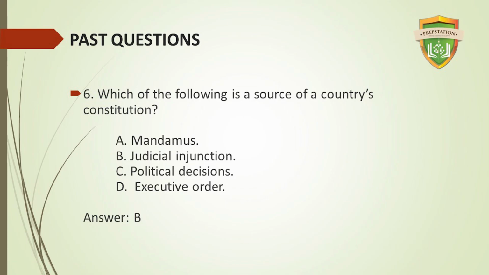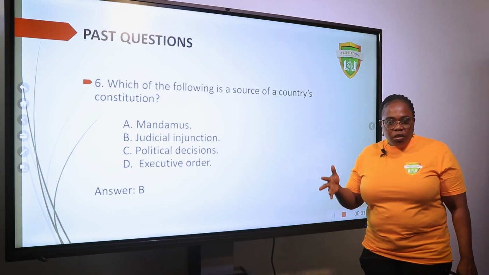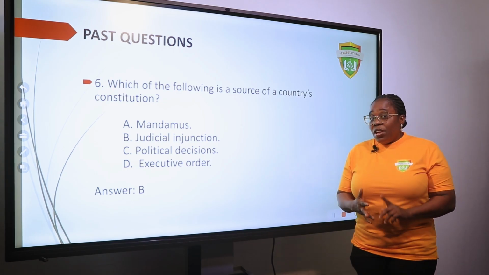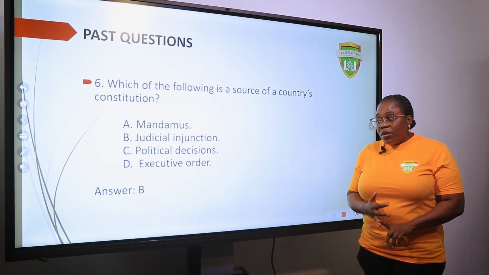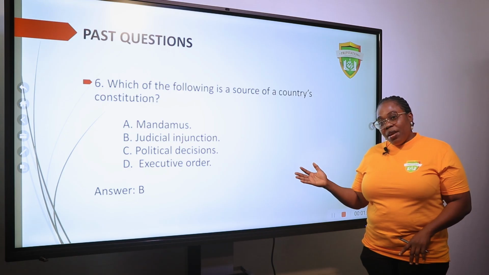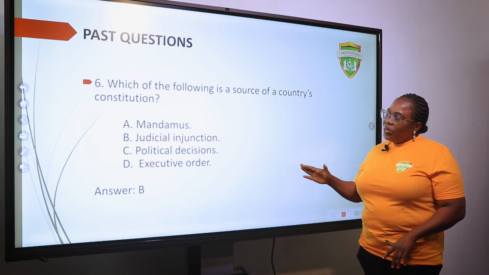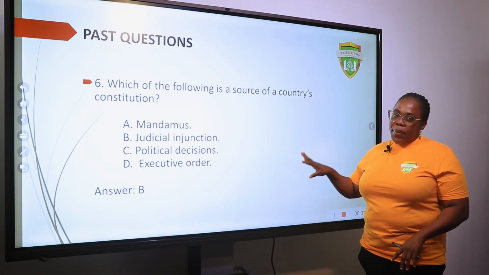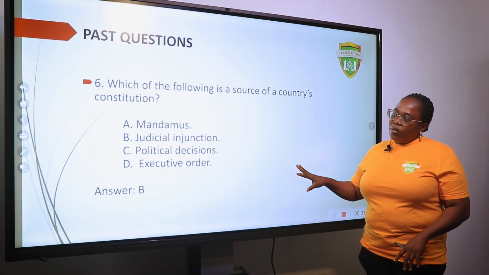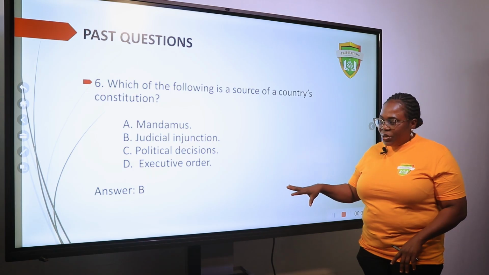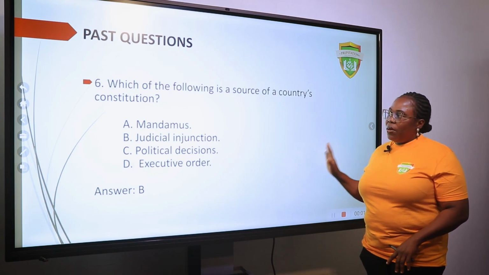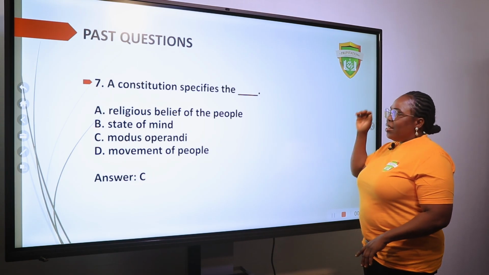Okay, and number 6 question says, which of the following is the source of a country's constitution? If you go back to the sources of constitution, history of the people, remember, judicial precedents, remember all that. So judicial injunction is the answer, B, not mandamus. Neither is it political decisions or executive order. Okay, let's go to number 7.